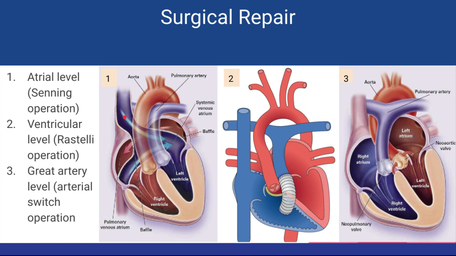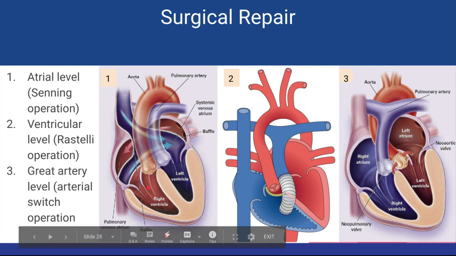So connecting the right atrium into the left ventricle and the left atrium to the right ventricle at the atrial level is called the Senning operation.